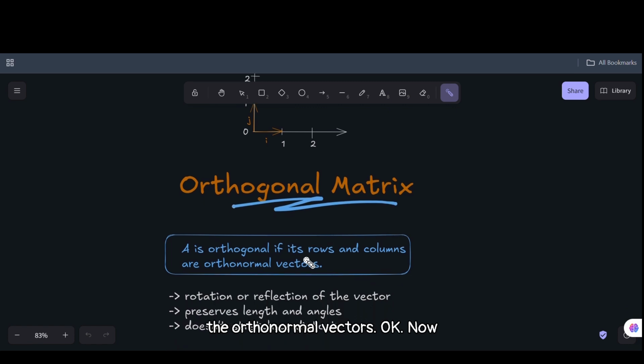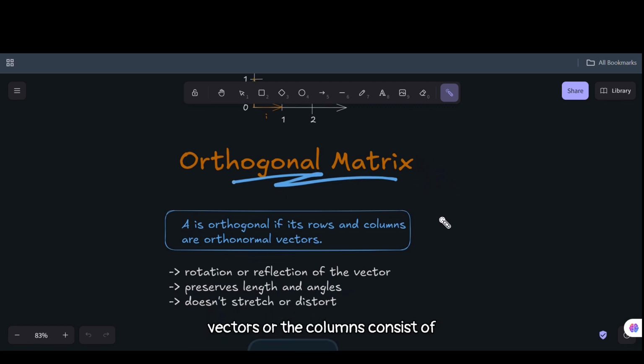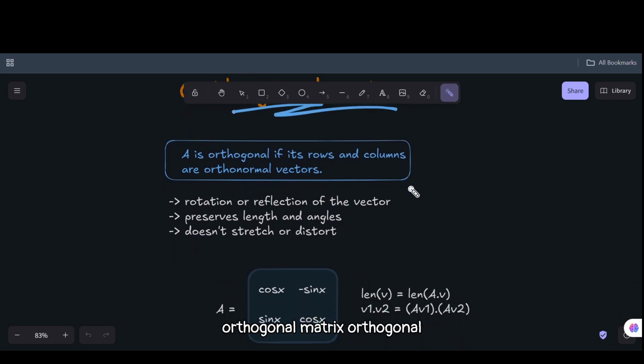Okay. Now the orthogonal matrix. A is orthogonal if its rows and columns are orthonormal vectors. So when we take a matrix where the vectors or the columns consist of orthonormal vectors, then it is known as an orthogonal matrix.